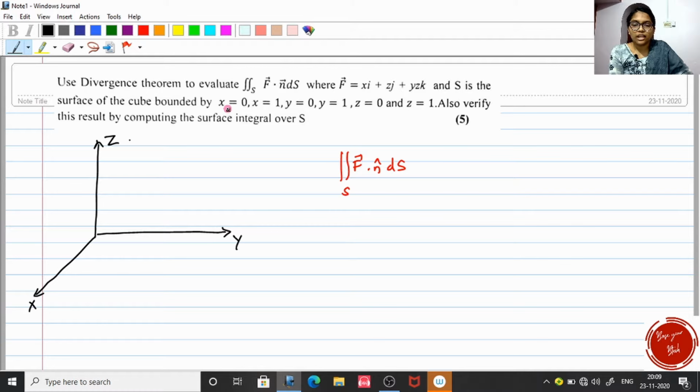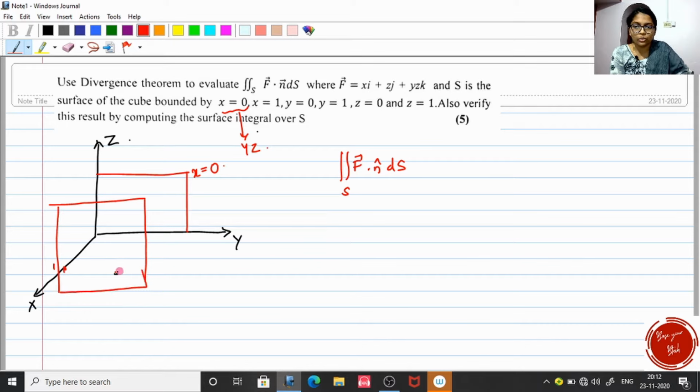Now let's start drawing the boundaries of the cube. What's it? x equal to 0. x equal to 0 means it's the yz plane, the complete yz plane. This is your x equal to 0. And x equal to 1 means it is a plane parallel to this yz plane, which crosses at x equal to 1. It's parallel to your yz plane and it crosses this point. Fine, so this is your x equal to 1.